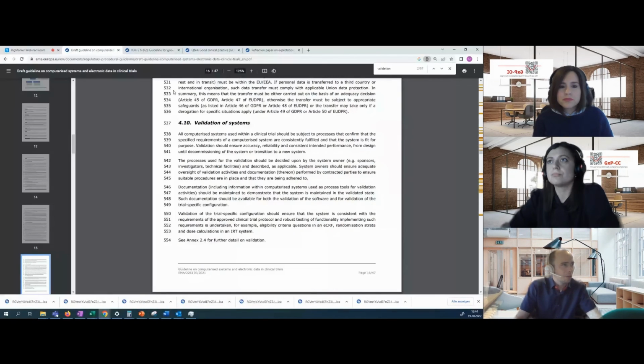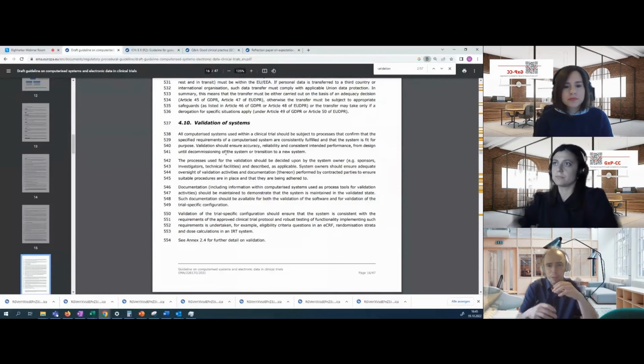draft guideline on computerized systems and electronic data in clinical trials, and it clearly speaks about validation of systems. All computerized systems used within a clinical trial should be subject to a process that confirms that the requirements of a computer system are consistently fulfilled and the system is fit for its purpose. So that's the validation definition, very similar to the PICS guideline, for example, from the GMP area, defining computerized system validation. Then we can read here a bit more about the documentation. This is also part of the validation, about the requirements during the operational phase, the SOPs, maybe the administration of the system. This should be clarified.